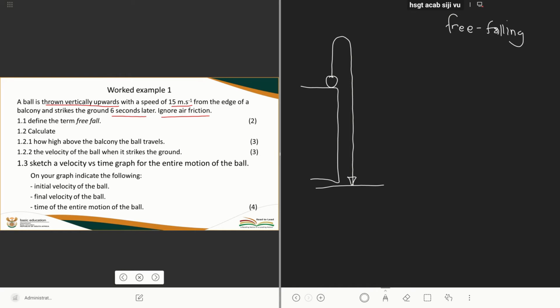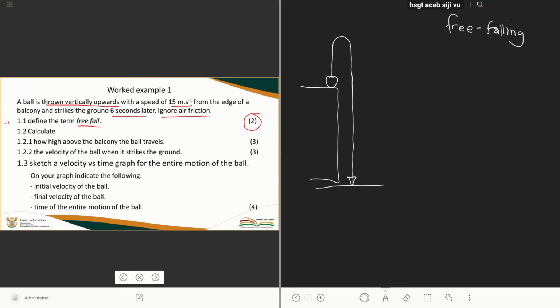Now, it says here, 1.1, as I've indicated earlier on, every long question would definitely have a definition alongside. Now, it says define the term free fall. Now, check the number of marks, okay? It's 2, all or nothing. These are our quick wins, the keywords, all or nothing.